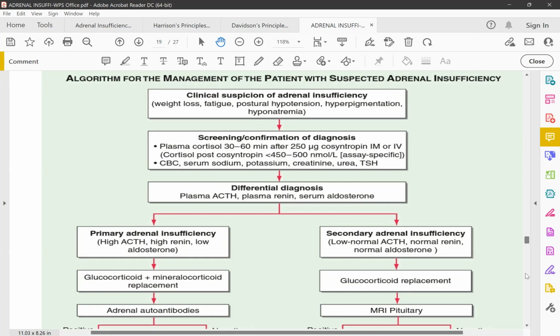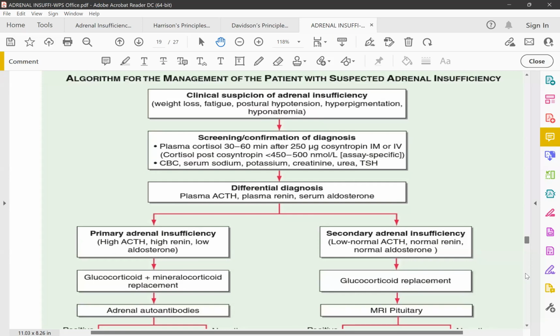Next we send the cosyntropin test, that is the ACTH stimulation test. In this test, we give 250 micrograms of ACTH, either IM or IV, and measure after 30 to 60 minutes.